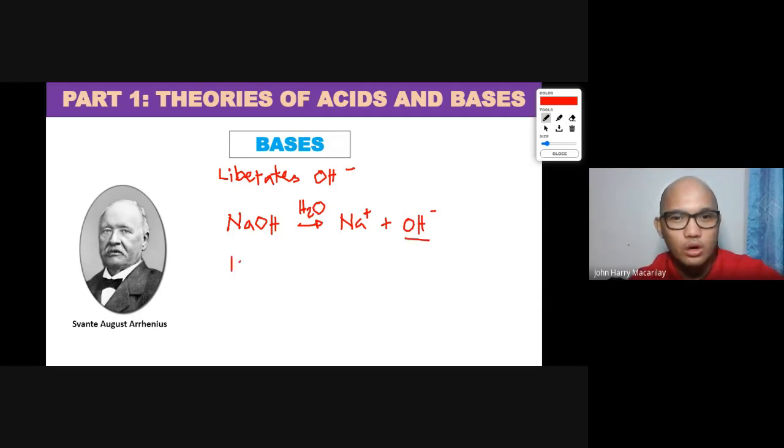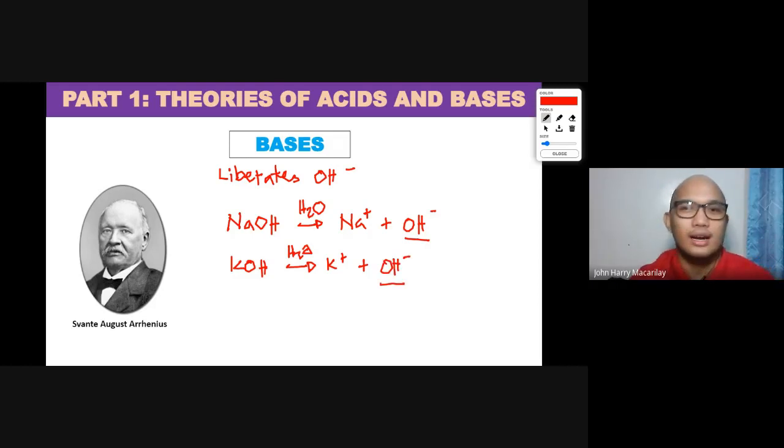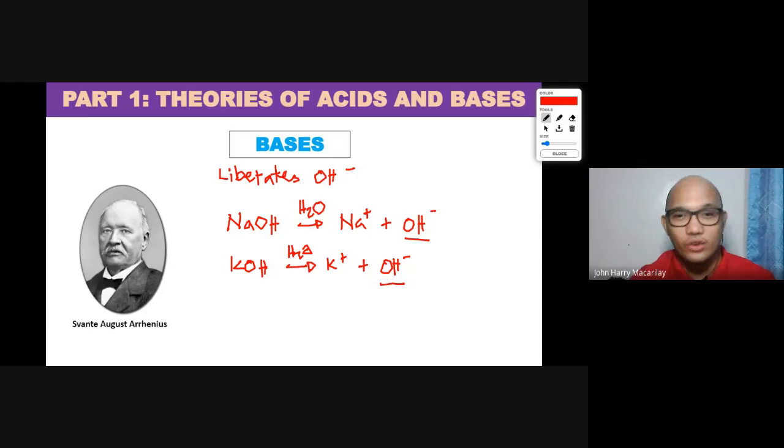The same with potassium hydroxide in water. It will produce potassium ion plus a hydroxyl ion. So this is your Arrhenius base. If you add a base in water, it will decrease the hydrogen ion concentration but increase the hydroxyl ion concentration. It will cause an increase in the pH, which gives a basic solution. So that is your Arrhenius theory.